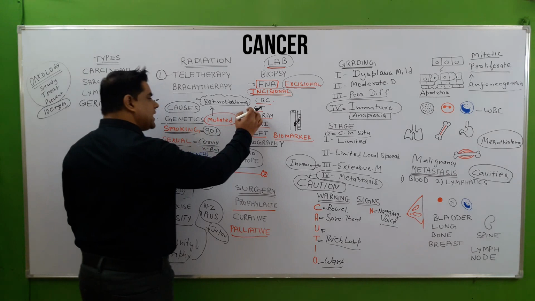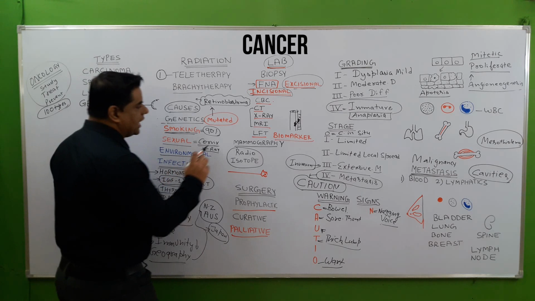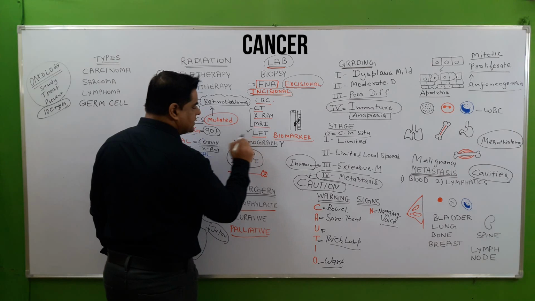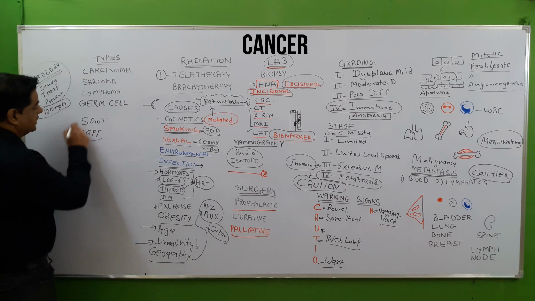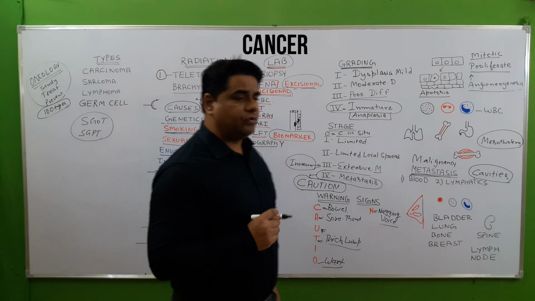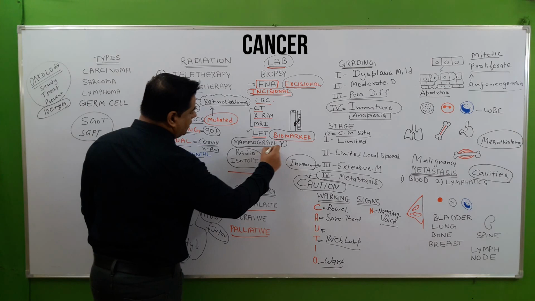CT scan, X-ray, and MRI are done to check any crossing of boundaries, herniation, lesion formation, and the size and rate of spread of cancer. LFT, my dear students, is the liver function test to assess biomarkers like SGOT, SGPT, AST, and ALT, which provide a lot of important information. And then comes mammography, which is very common for breast cancer examination.